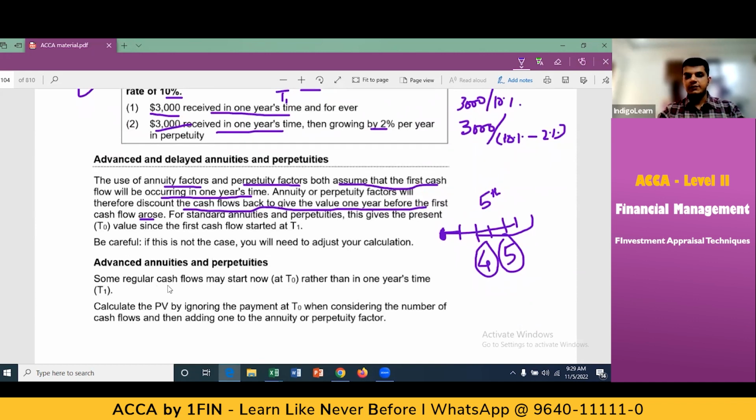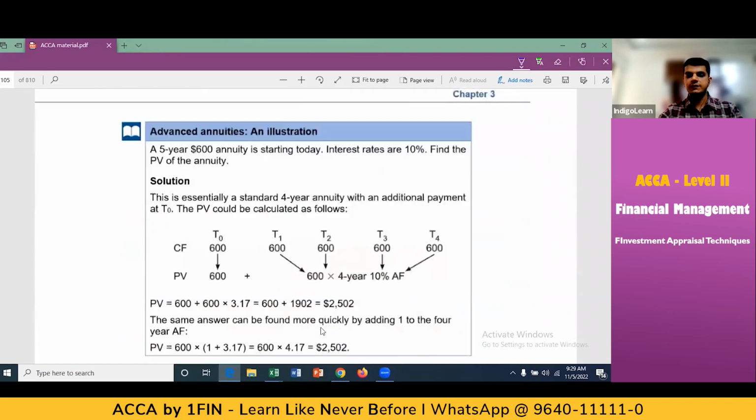Some regular cash flows may start now, at T0, rather than in one year's time. Calculate the PV by ignoring the payment at T0 when considering the number of years. Suppose a 5-year $600 annuity is starting today, from year 0, and the interest rate is 10%. Find the PV. So in year 0, you will receive this.